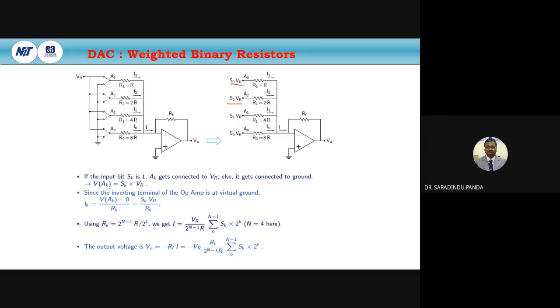So very simple. This is K, small k, and it goes from 0 to n minus 1. So the k value should be 0 to n minus 1. So the IK will be V of AK minus 0 by RK in general. Then we write RK is equal to R by 2 to the power of n minus 1 over 2 to the power of K. So then we will get VR by 2 to the power of n minus 1 into R, sum from 0 to n minus 1 of SK 2 to the power of K.